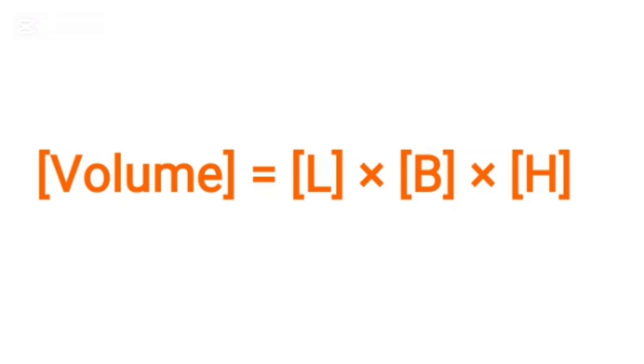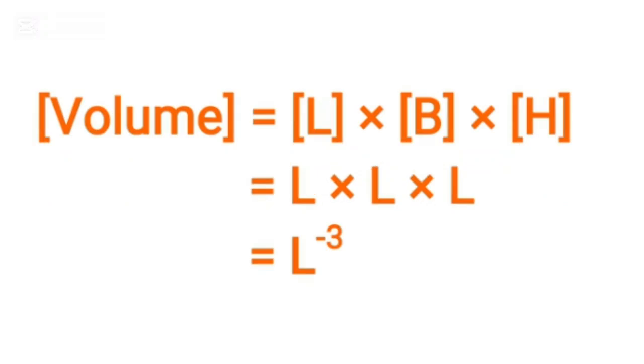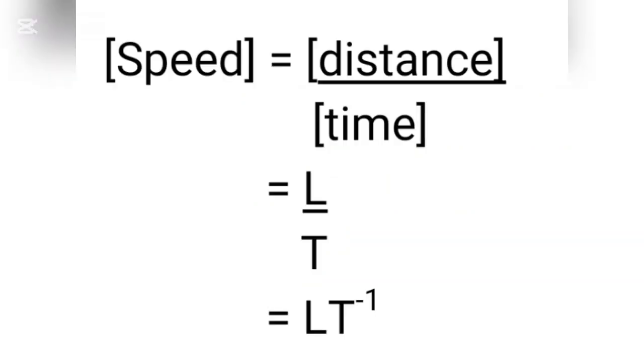1. Volume. Volume in a square bracket is equal to length times breadth times height. Length in square bracket, breadth in square bracket, height in square bracket. Breadth is also length and height is also length. So it is written length times length times length, which is equal to L cubed.